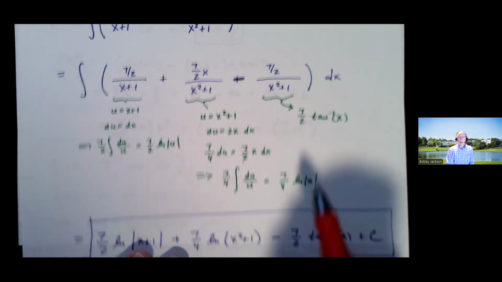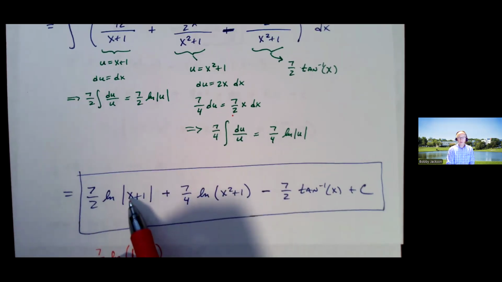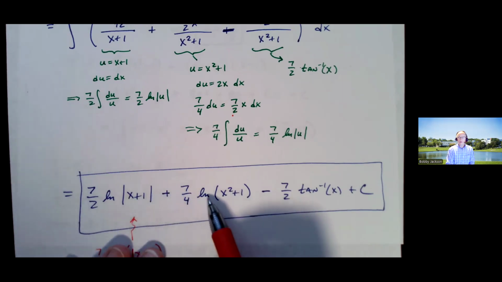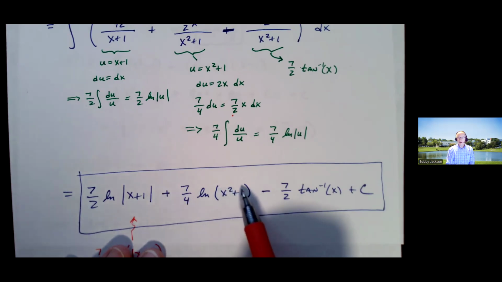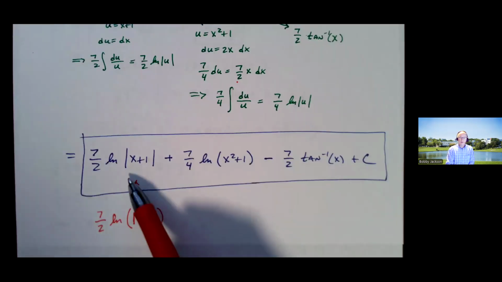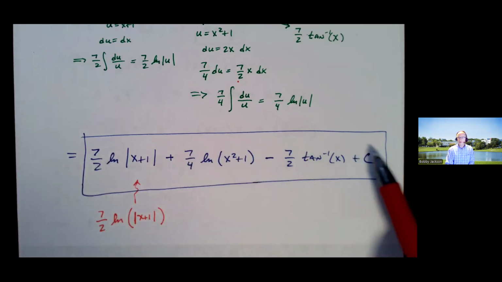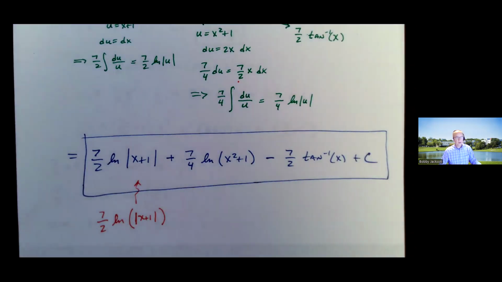And so our final result here, we've got 7/2 natural log of absolute value of x plus 1, plus 7/4 natural log of x squared plus 1. Notice you can put absolute value, but since x squared plus 1 is always positive for any value of x, always 1 or more, I can leave off the absolute value. And then minus 7/2 arctangent of x. I think in Achieve, you've got to put the natural log this way. I'm not sure how it takes that, but this is fine on the test. Don't forget your plus C in Achieve, it will give you an error. Okay, hope that's good and helps on this one.